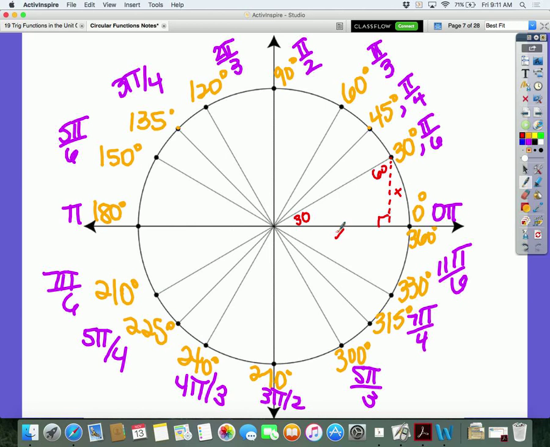Across from the 60 is x root 3. Across from the 90 is 2x. So yes, the cosine would be this over this. So that would be root 3 over 2. The sine of 30 would be your opposite over your hypotenuse. So x over 2x, which reduces down to be 1 half. Okay?